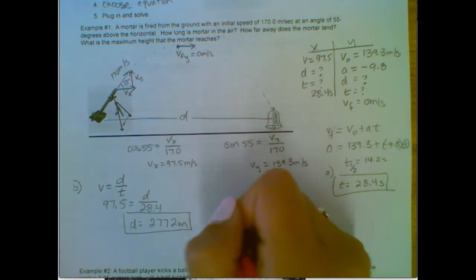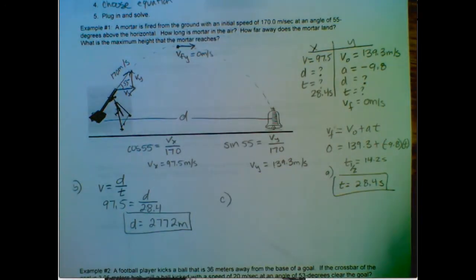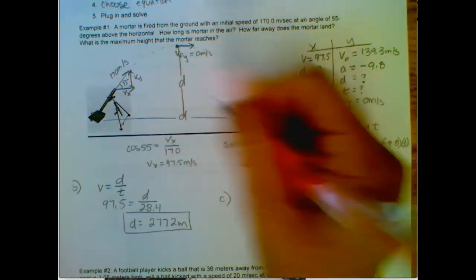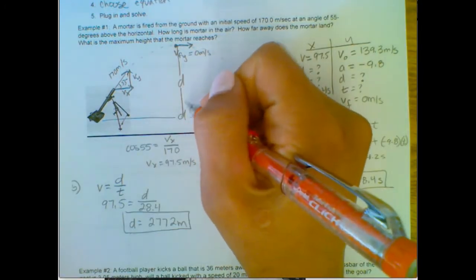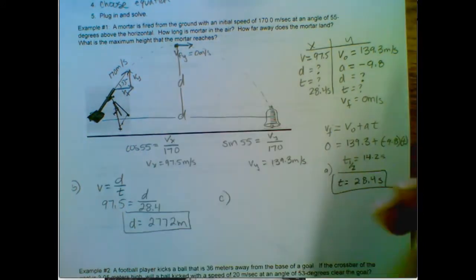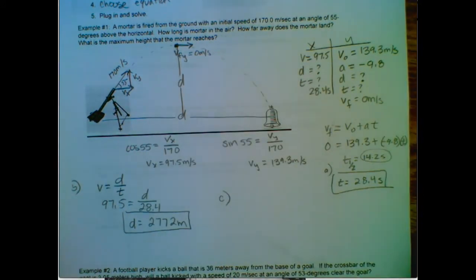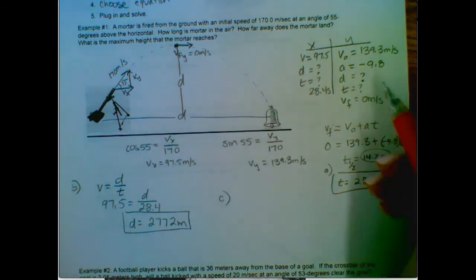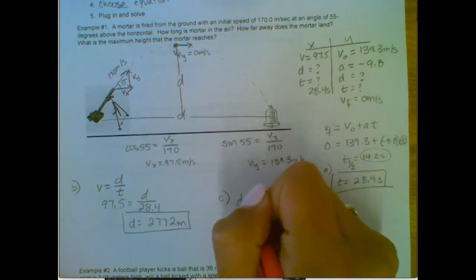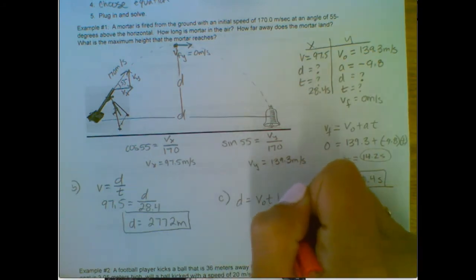Okay, and then part C says what is the maximum height. If we're thinking about the maximum height, that's the d in the y direction, the up and down direction, and it happens at the halfway point. So the key here is that we use the halfway time if we're going to use the time to find that displacement. So we're in the y direction, and we can use that, or we can use this 0. It doesn't really matter. The easiest equation to find d, I think, is this one.